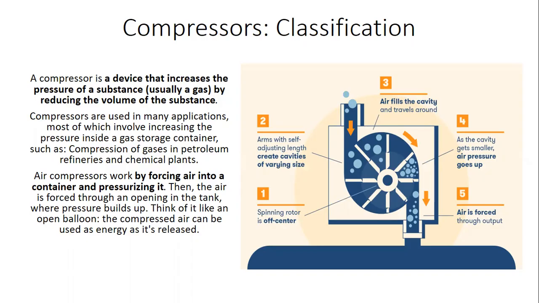What it simply does is that it involves increasing the pressure inside a gas storage container, such as compression of gases in petroleum refineries and chemical plants. Air compressors, because most compressors are air compressors, work by forcing air into a container and pressurizing it. That is, constricting it in such a way that it builds up pressure. Then the air is intentionally forced through an opening in the tank where pressure builds up.